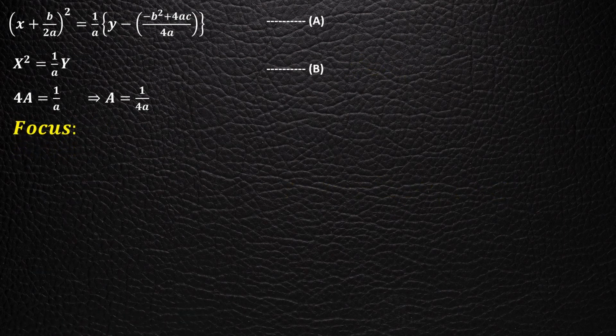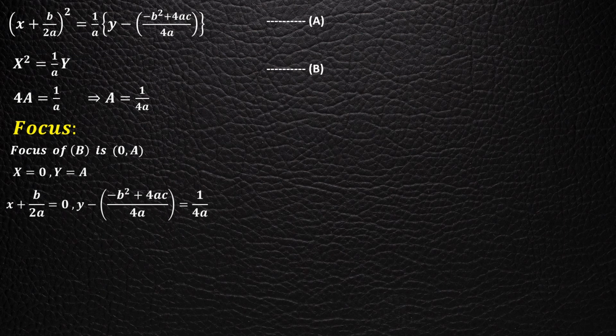Now we find the focus of parabola A. The focus of parabola B is 0 capital A, that is capital X is equal to 0 and capital Y is equal to capital A. Now we replace the values of capital X and capital Y as x plus b over 2a will be 0 and y minus b square plus 4ac over 4a will be equal to 1 over 4 small a. Here the values of capital X, capital Y and capital A have been replaced.